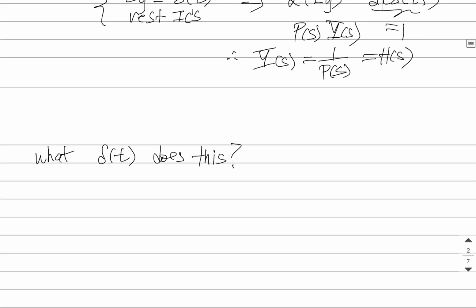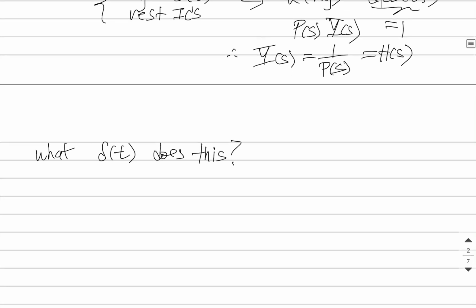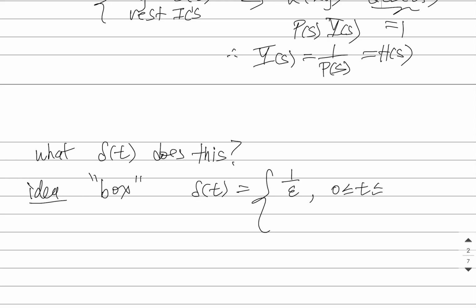Right? And so here's the idea. We're going to define a box. So we're going to define a box function. And the box function we're going to define like this. It's a piecewise function. We will have the value of 1 over epsilon between 0 and epsilon, and it will be 0 otherwise.